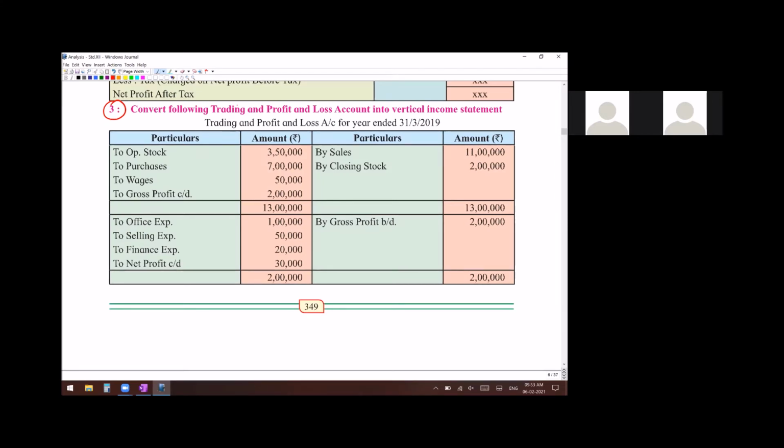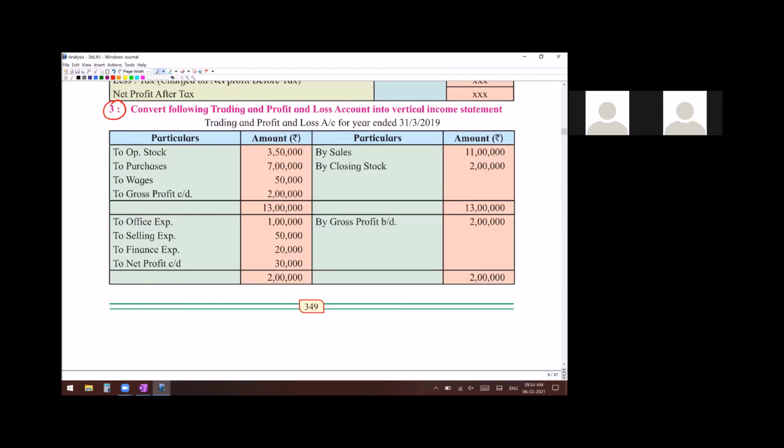Okay, so have a look, see what is given here. Convert the following trading and profit and loss account into vertical income statement. They have given you on the debit side opening stock, purchases, wages, and gross profit. Credit side, two items, sales and closing stock. Trading account is over. Below that, in profit and loss account debit side, office expense, selling expense and finance expense. Finally, net profit. And credit side is nothing but your gross profit brought down from the trading account. That's it. From this information, they're asking you to convert and prepare vertical income statement.